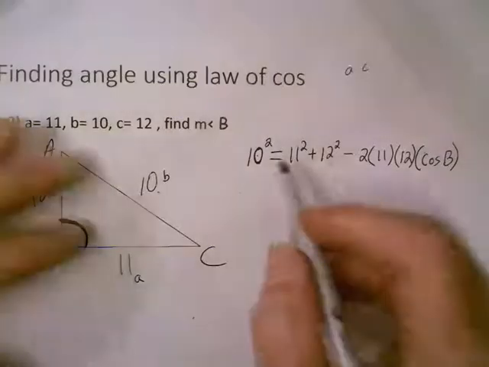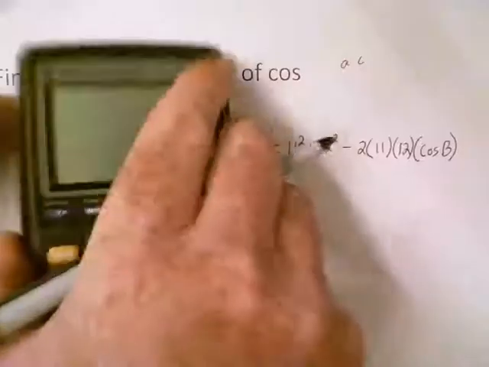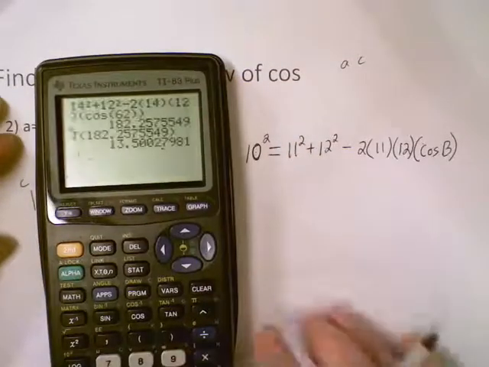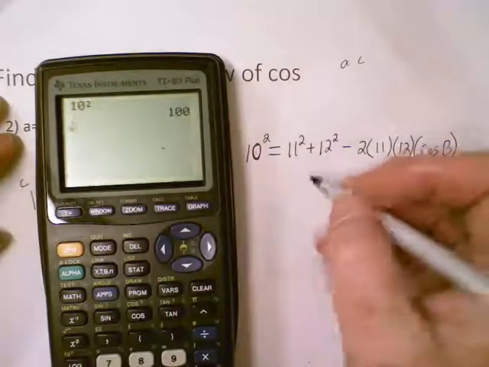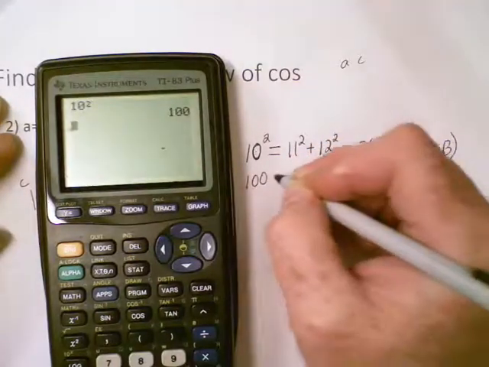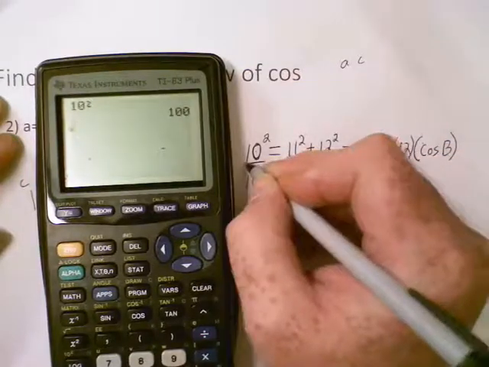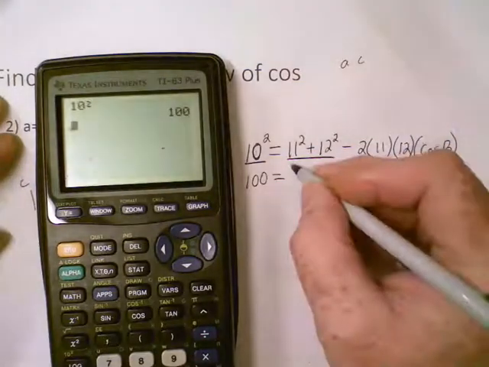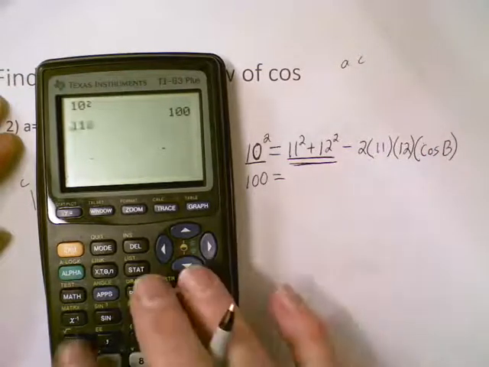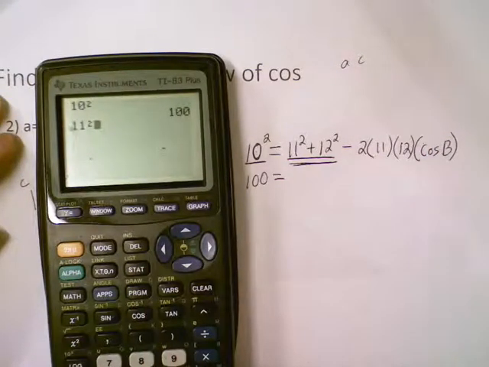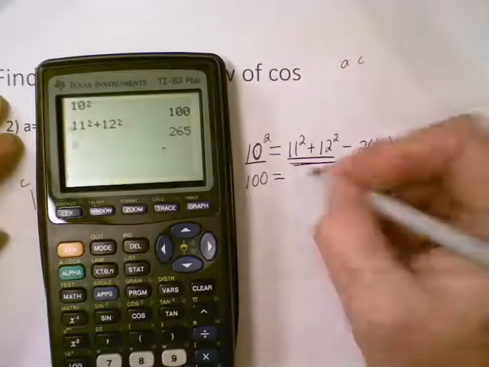Then we just do little parts. So we do this part, 10 squared. I grab my calculator if you need to, and you just do 10 squared, and you write down that answer. So that's 100. And then we do this part first, write it down. Then we do this part second, and I'm just going to plug it all in my calculator just like it looks there. 11 squared plus 12 squared, and I write that answer down.